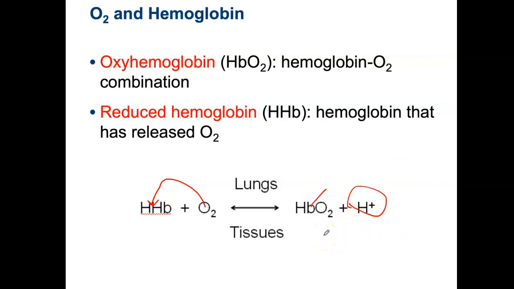When we get to the tissues, we want to unload, right? So this gets to the tissue, and we've got to separate them now. So now we want the oxygen to be able to diffuse. So the hydrogens are going to bind back to the hemoglobin, and we're going to drop the oxygen off at the tissues.